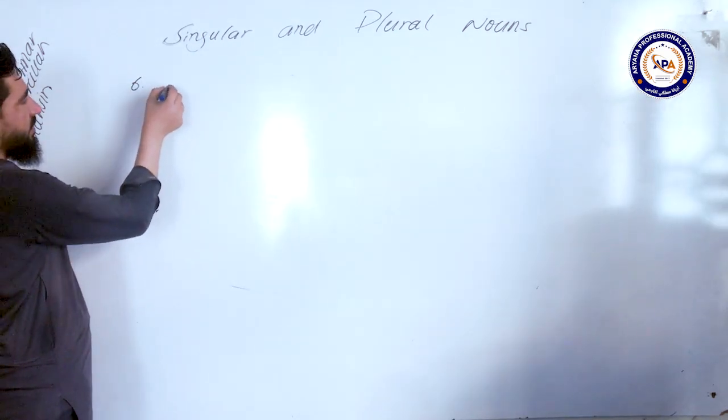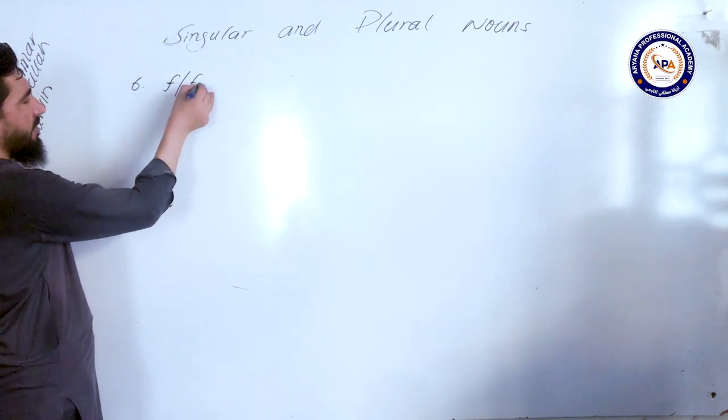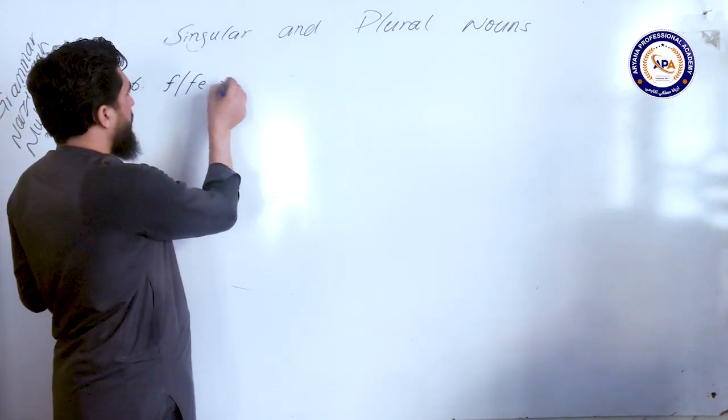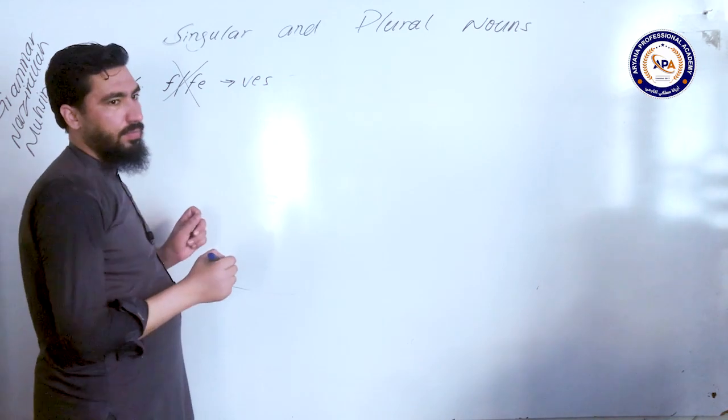Rule number 6. If a noun ends in F or FE, then we remove them and add VES.